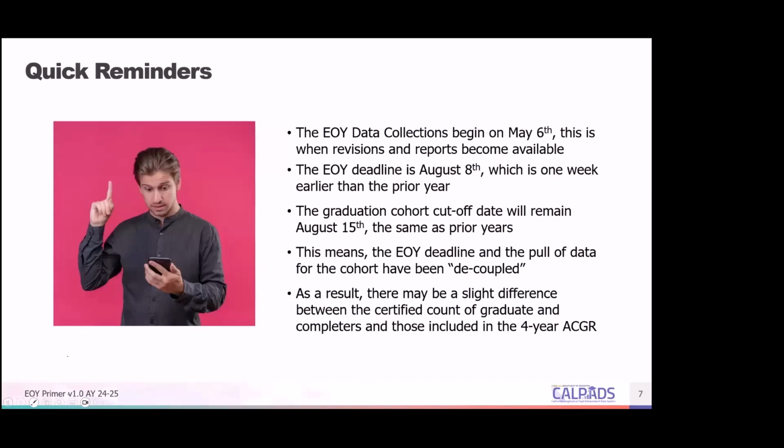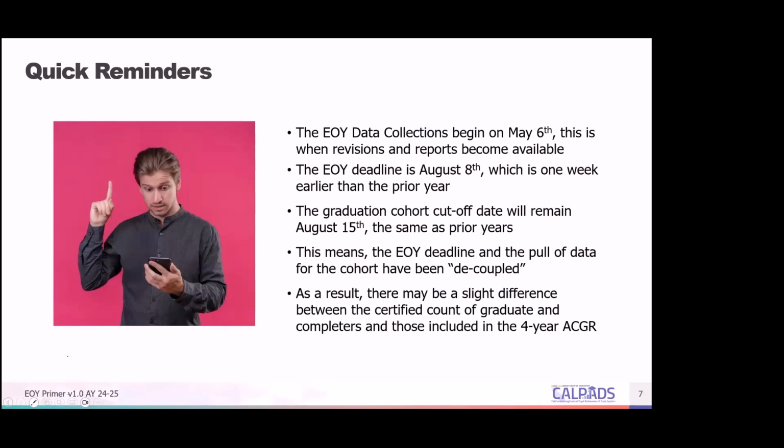Please note, though, that the August 8th deadline is the final deadline for end of year 3 and end of year 4. The next reminder here, the graduation cohort cutoff date remained the same this year as it was last year with August 15th, in order that students graduating in the summer may be included in the 2024 to 25 four-year adjusted cohort graduation rate or ACGR. This means that the end of year certification deadline of August 8th and the pull of data for the adjusted cohort graduation rate on August 15th have been decoupled.